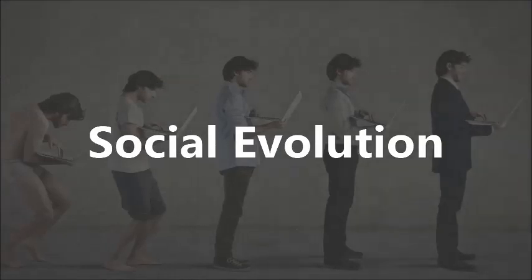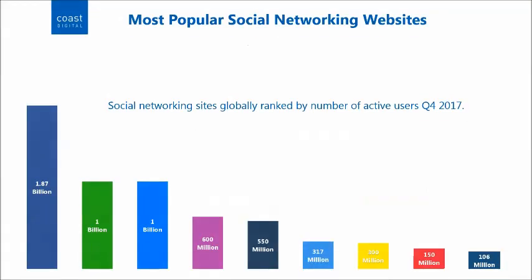Okay then, looking at social evolution now, looking at how the platforms have progressed. First of all, we're going to kick off with the most popular social networking websites, taken from Q4 of last year. I'm sure you've already started to pick up some of them with the particular colors on there. The first one, LinkedIn: 106 million active users in Q4 of last year.